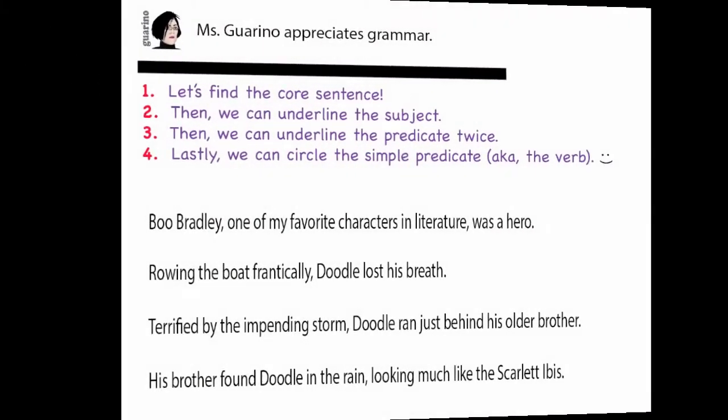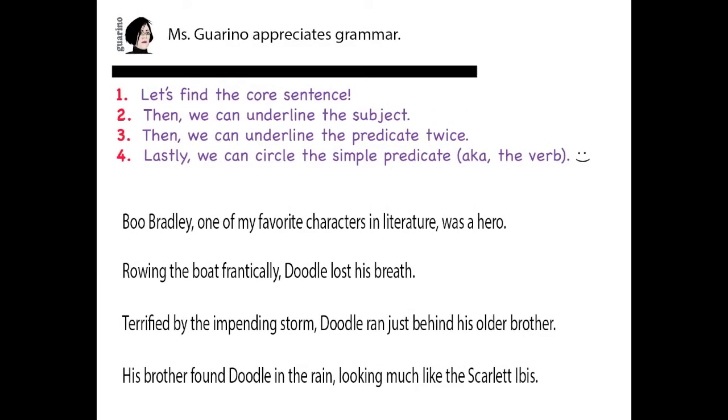Just a little bit more complicated, and we'll take these one at a time, not to worry. We're going to try to identify the core sentence, and then we will underline the subject as we have before. We will underline the predicate twice, and then we'll circle the simple predicate, aka the verb. We'll start simply. Again, Ms. Guarino appreciates grammar. Ms. Guarino is the subject.